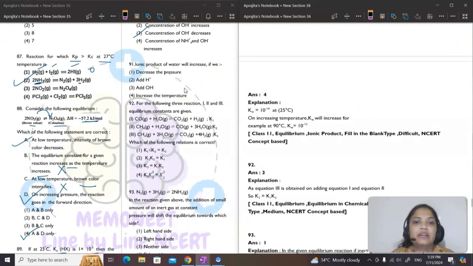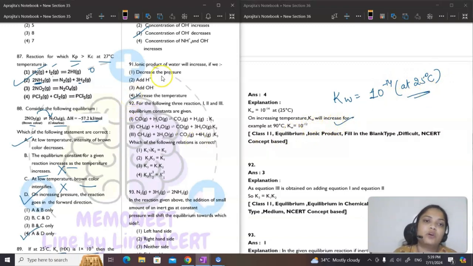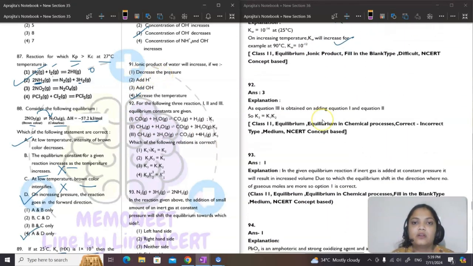Now question number 91. Ionic product of water will increase if we... So the ionic product of water, if I talk about Kw, is 10 to the power minus 14 at 25 degrees Celsius. If we are increasing the temperature, the Kw value will increase. So the answer is option 4.